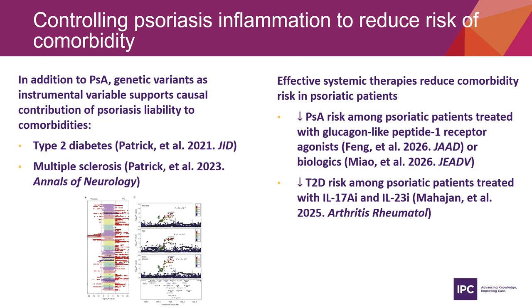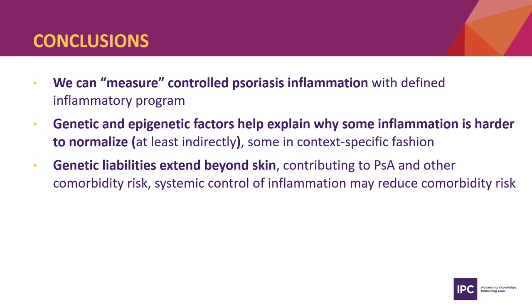With that, I want to conclude. We have three key messages. As I mentioned in the first part of my talk, using bulk genomics data as an illustration, we can tease out certain inflammatory programs that are amplified in the lesional skin, and quantify the normalization using statistical or computational approaches. And then there are genetic or epigenetic factors that explain why some of the inflammation is more difficult, at least indirectly, to control.